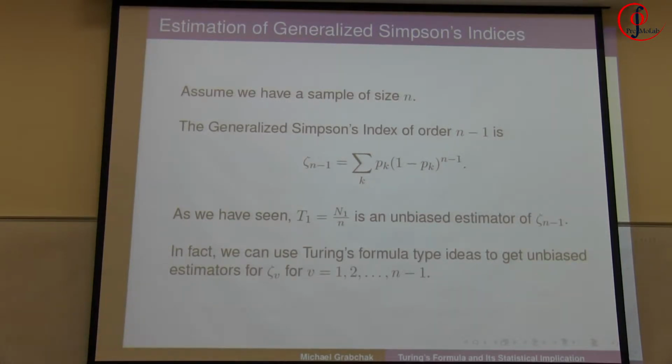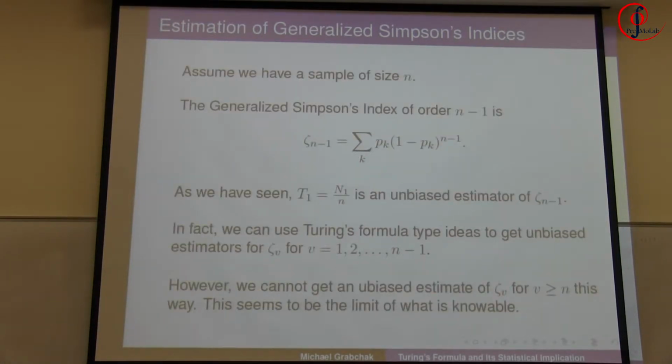However, the approach that I'm discussing will break down and will not work for v greater than or equal to n. And in some sense, I haven't proved this, but I conjecture that there probably is no unbiased estimator when v is greater than or equal to n. I have some reasons for thinking that, but I haven't proved it yet. So I'm not sure.